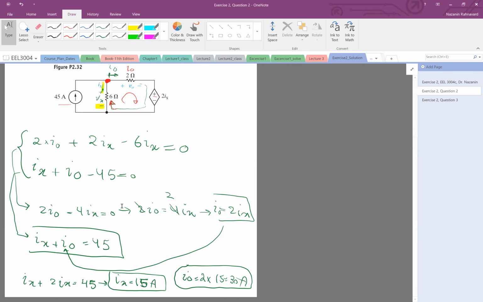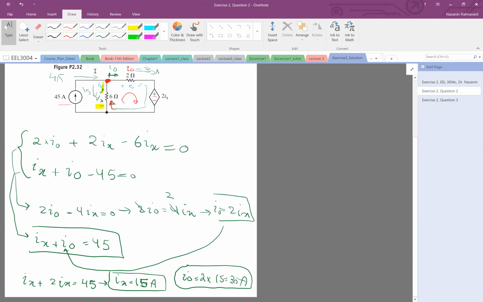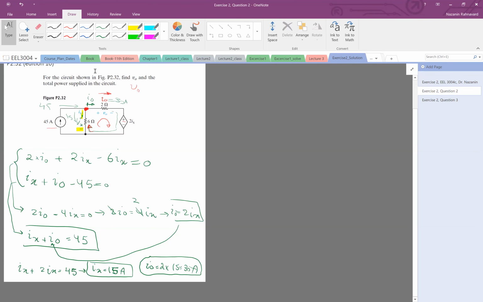Going back, you can always double check. 15 here, 30 there, and this is 45, so they add up correctly. And the problem says what is VO? So we found Ix and IO, and VO is the voltage across this resistor. It's just R times its current, right?